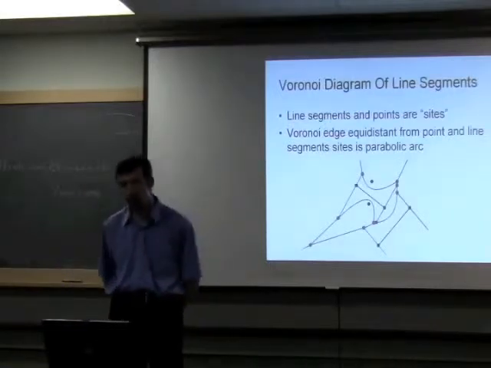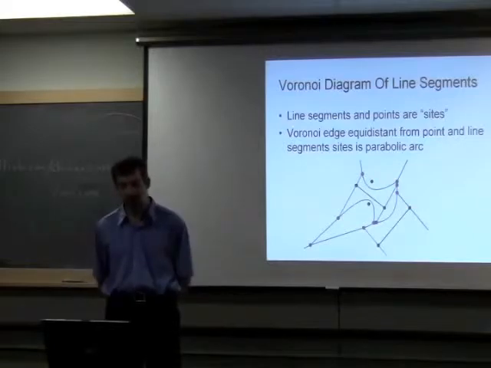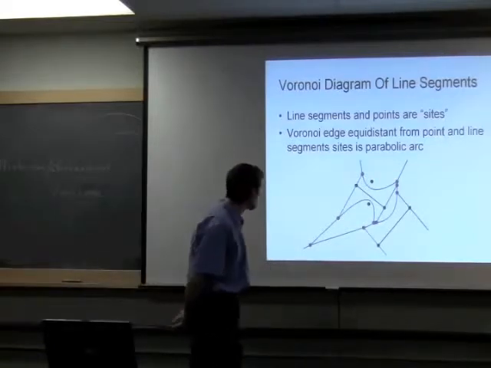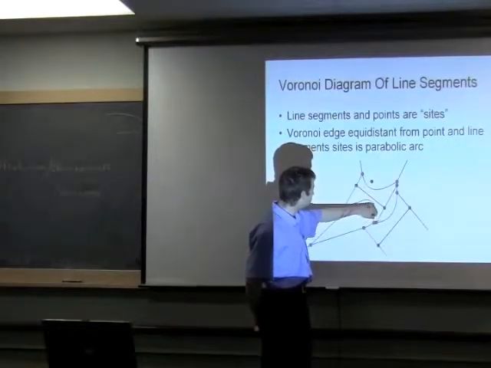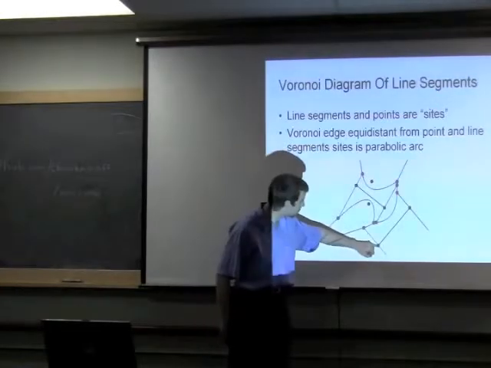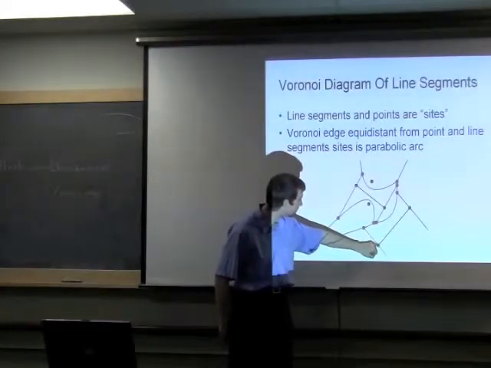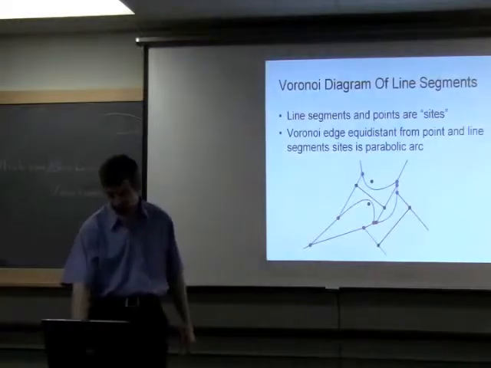So the Voronoi diagram of line segments extends sites to include segments. So then the Voronoi edges may be a parabolic arc where you're equidistant from a point in a segment. And we usually model the endpoints separately. So this is equidistant from the point in this segment. That's where those edges come in.